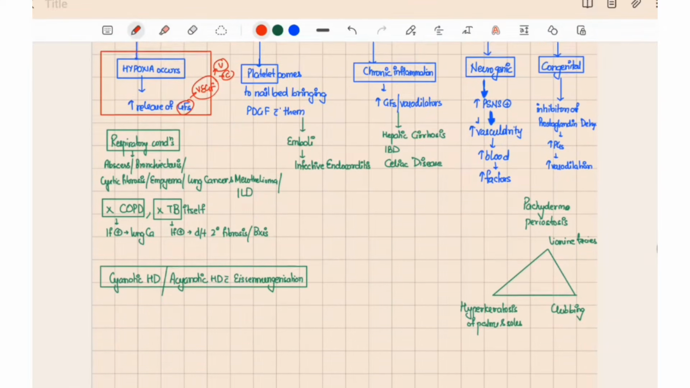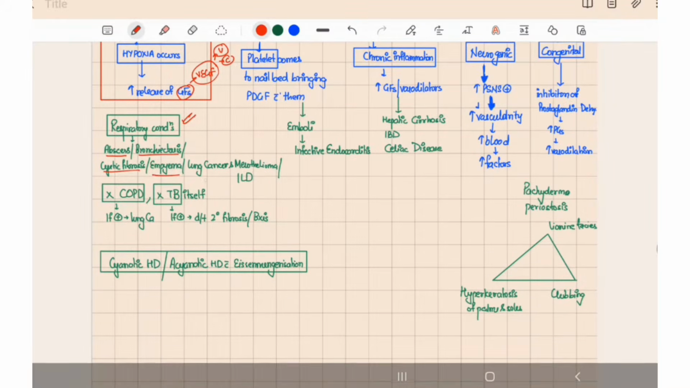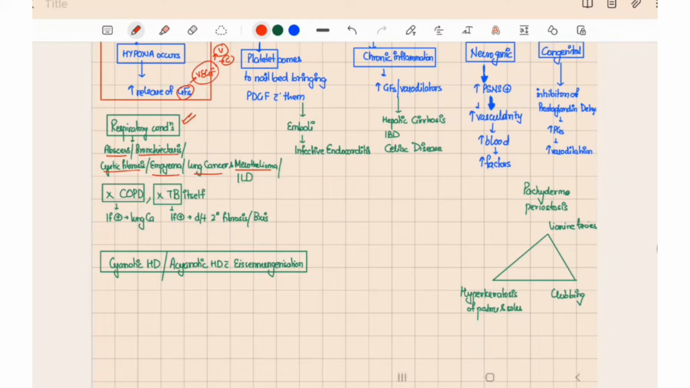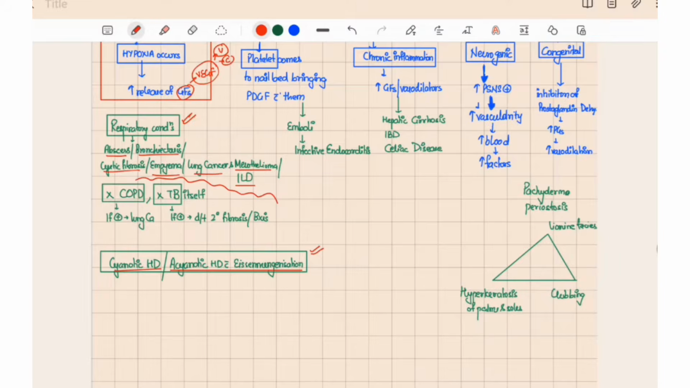So hypoxia can occur either due to respiratory conditions like lung abscess, bronchiectasis, cystic fibrosis, empyema, lung cancer, mesothelioma, or interstitial lung disease, or it can occur due to heart diseases like cyanotic heart disease or acyanotic heart disease with Eisenmengerization. What you have to very importantly notice is that there is no clubbing in case of COPD, and tuberculosis itself doesn't cause clubbing.